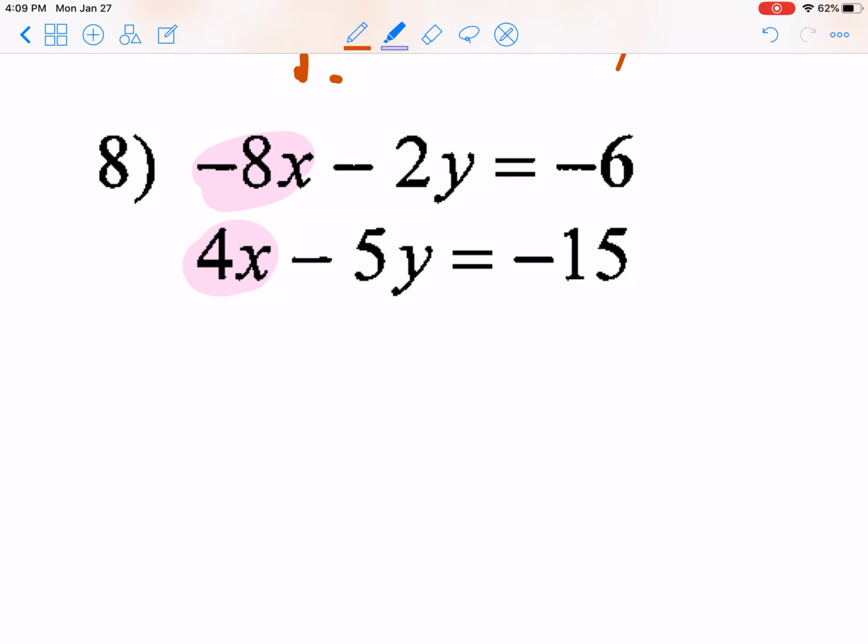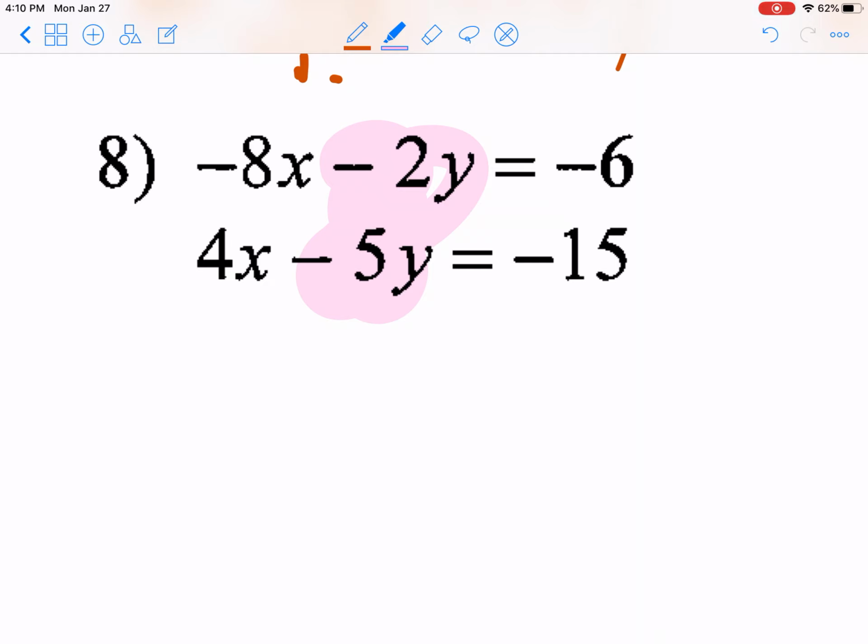We have -8 on top, -8x. What if the bottom one could be 8x? Right, and then when we add them together, we'd get 0. So what do I need to multiply that equation by? Is 2, right? Multiply this bottom one by 2. So that's a possibility. Let's talk about the y's. We have -2 and -5, so I need to multiply one of them by negative something so that I have a positive and a negative. But does -2 times something equal -5? Yes, but it's a decimal, not super clean.